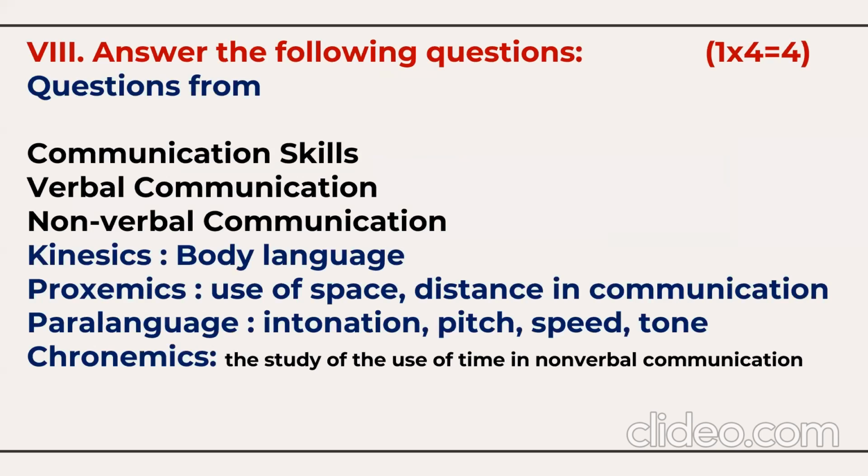Next question in the workbook section you have here, 4 questions will be given here, and these 4 questions will be asked on the topic communication skills: verbal communication, non-verbal communication, and under non-verbal you have body language. Here you have facial expression, posture, gesture, movement. Now there are a few technical words you should understand. Kinesics means body language. Proxemics means use of space, distance in communication. Paralanguage means usage of intonation, pitch, speed, tone in your communication. Chronemics means the study of the use of time in non-verbal communication.